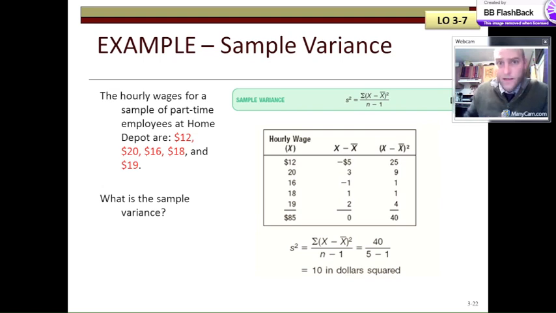Second, we're going to get to the empirical rule and Chebyshev's theorem. Those things use the standard deviation. Those things use things like dollars, actual units of the things we're operating in.